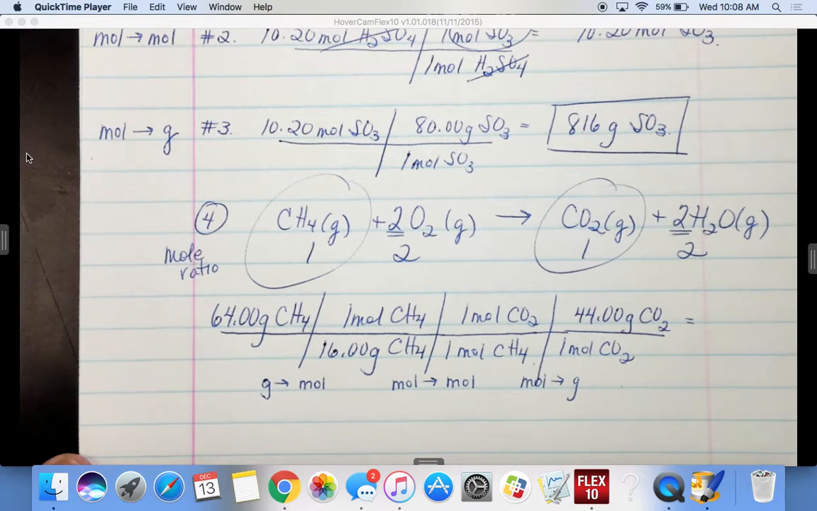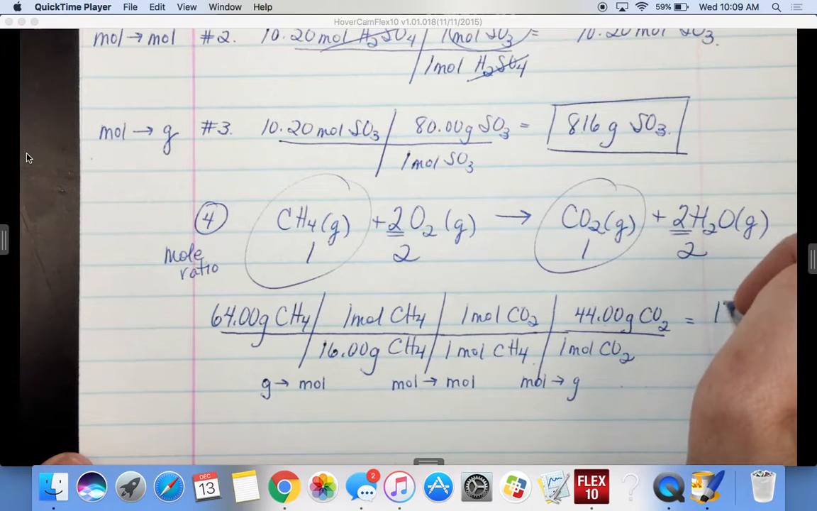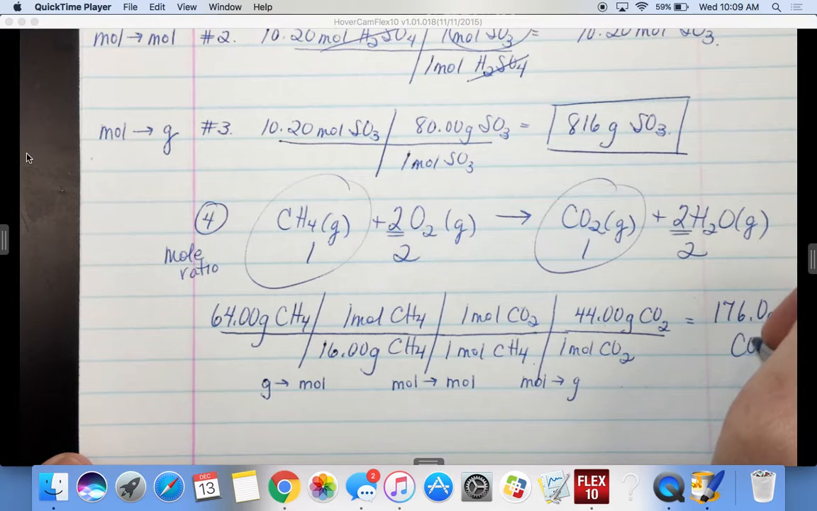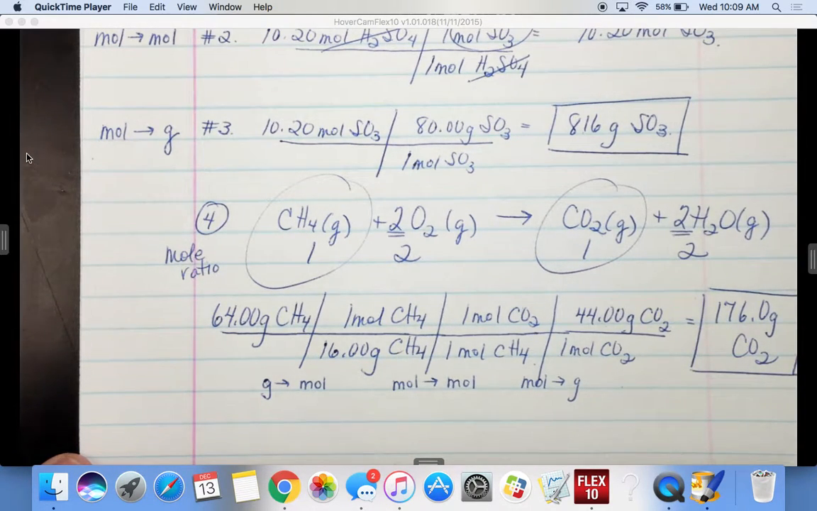And as I do out the math, remember this is one big numerator, so I can do 64.00 times 1 times 1 times 44.00, and I'm going to divide by the product of this whole bottom, which is only 16, to get 176.0 grams of CO2. And when I look on the answer sheet, that looks correct.